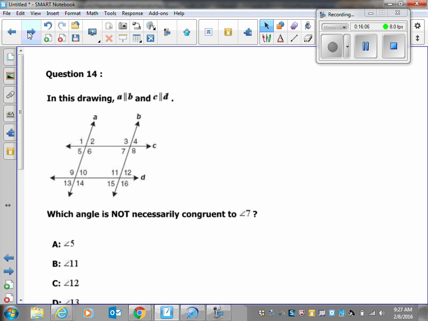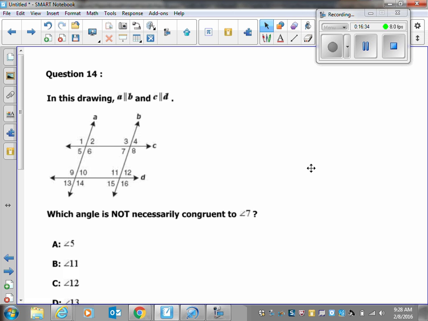All right. Number 14. Now we are in unit 3. And by the way, I don't know if I mentioned it, this quarter test is between unit 1 to 5. So it doesn't include any of the right triangle, or I think it includes a little bit of similar triangles. So in this drawing, A and B are parallel and C and D are parallel. Which angle is not necessarily congruent to 7?